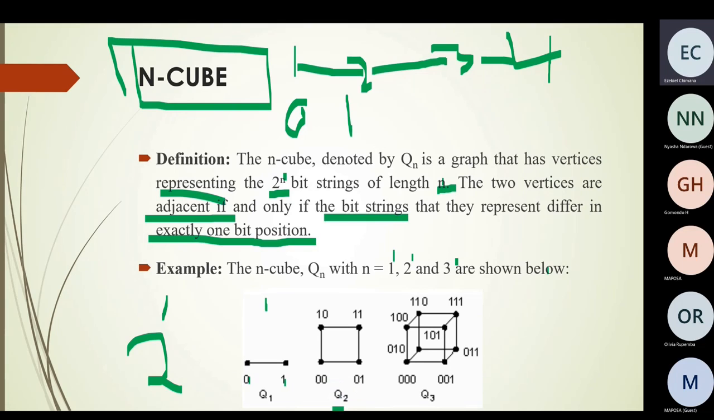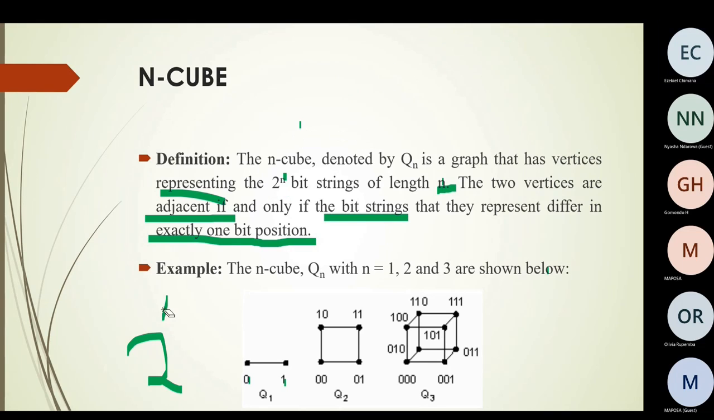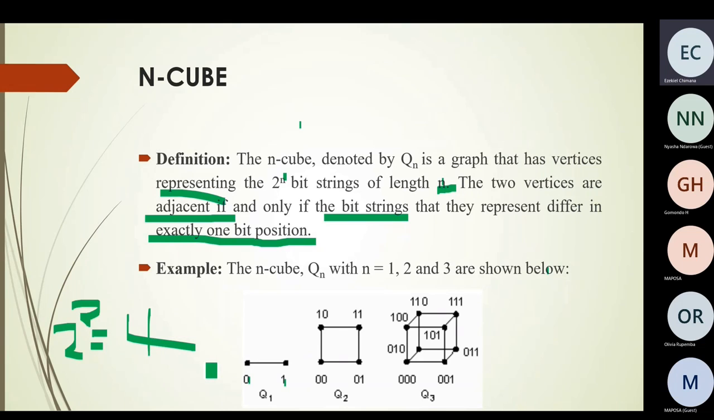Let's talk about this cube Q2, which uses 2 to the power 2. Here our bit string length, n, will be 2. Let me demonstrate the concept. So here we are talking of 2 to the power 2, which is equal to 4, which means we need 4 vertices. But these vertices must differ by 1 bit position. So we are talking of 0, 1, 2, 3 vertices, like in decimal.